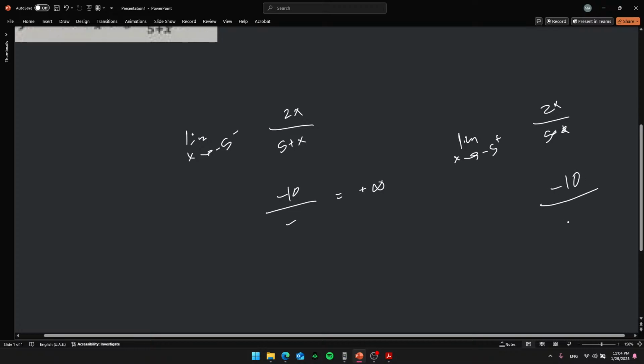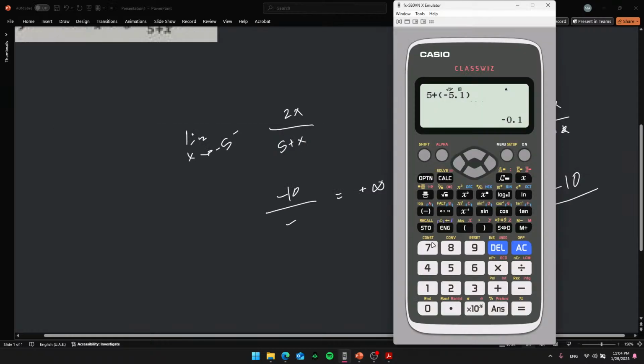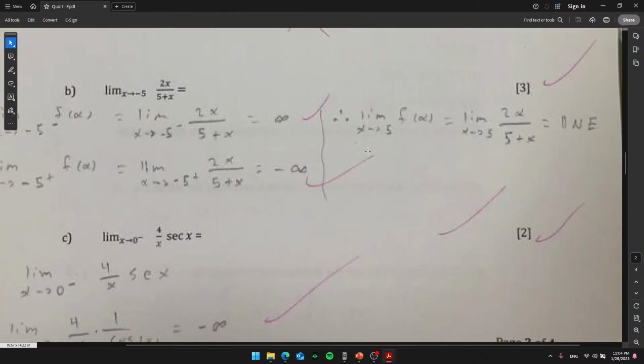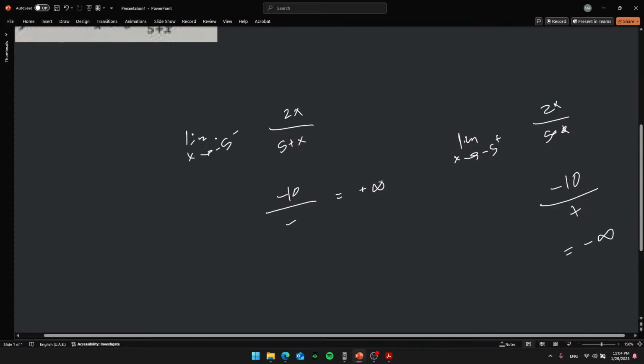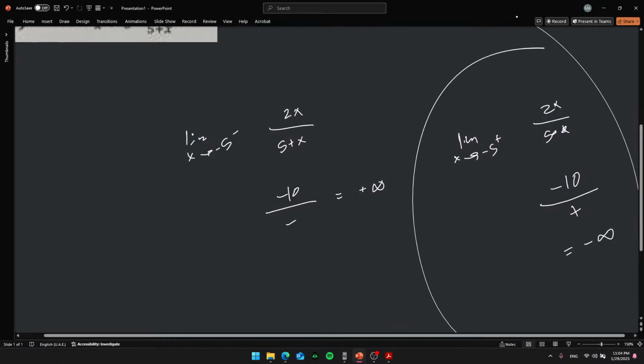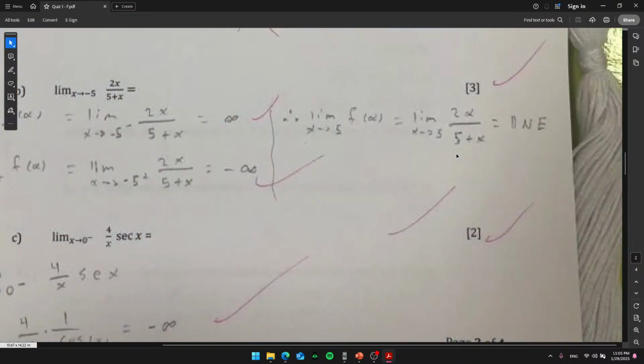-10 over -4.9. This one is a positive number. It's positive, so -infinity. So positive infinity, -infinity. From left, it's positive infinity, and from right, it's -infinity. In conclusion, does not exist.